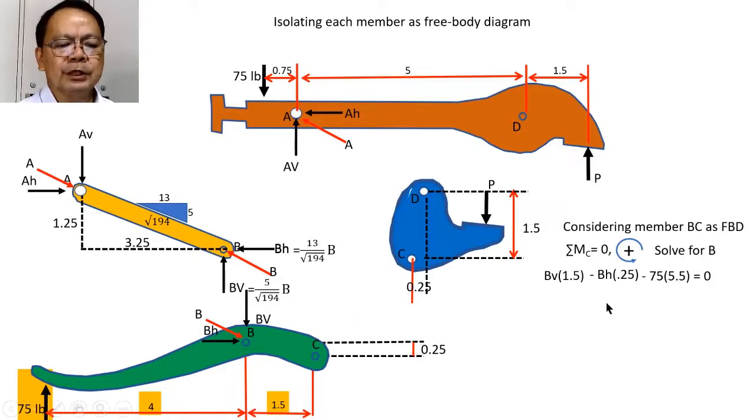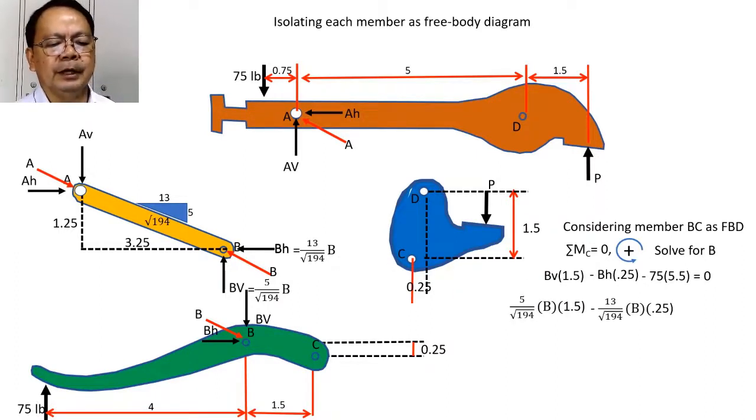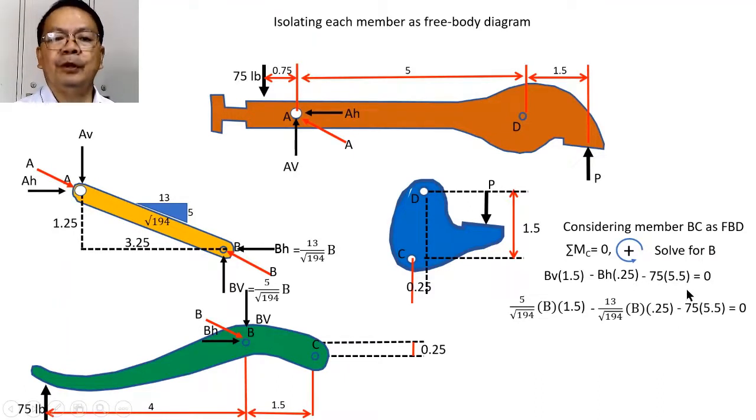So that when we substitute the value of BV, this BV here, which is equal to, we substitute that part. Okay? We multiply it by 1.5. And also we substitute this BH here. So we substitute that. So this becomes equal to 13 divided by the square root of 194 multiplied by B times the moment arm of 0.25 minus that of 75 multiplied by 5.5 shall be equal to 0. And you know that we have reduced the equation in terms of the unknown B.